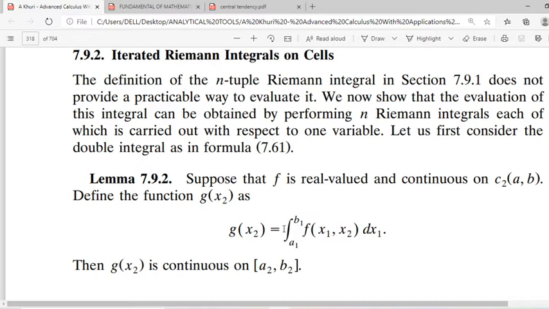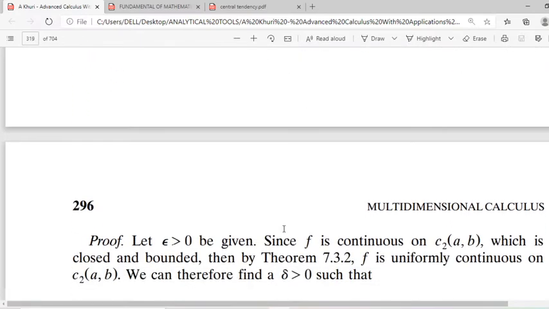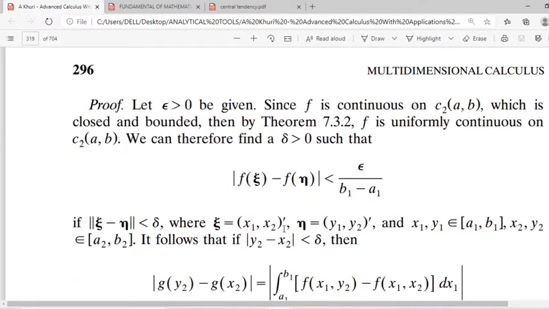So we have to prove that g of x2 is continuous when f is continuous. Whenever f is continuous, we have to prove that g is continuous. For the proof, we have given that f is continuous on the domain of definition C to A comma B. Moreover, since it is Riemann integration, the domain of definition will be considered as closed and bounded.